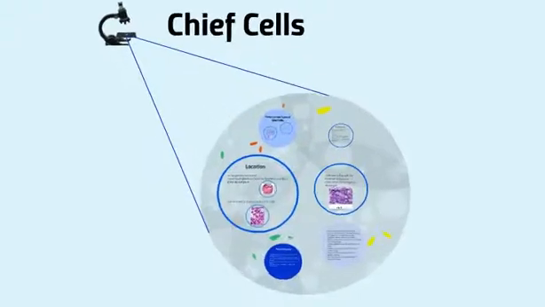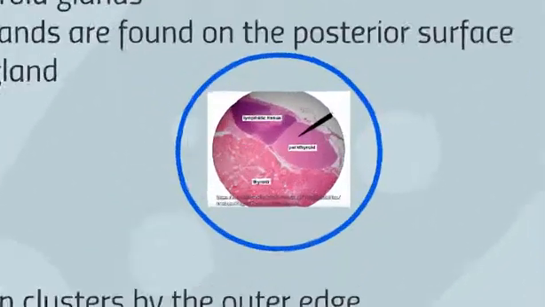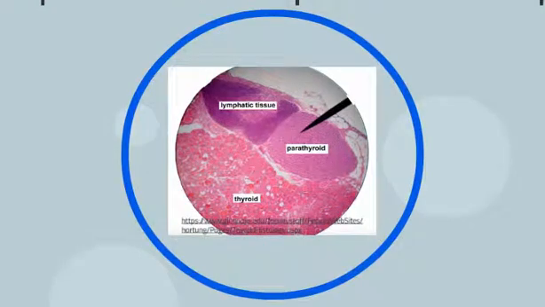Chief cells. Chief cells are located in the parathyroid glands. The parathyroid glands are found on the posterior surface of the thyroid gland. Here, a parathyroid gland and a thyroid gland are being looked at under a microscope.